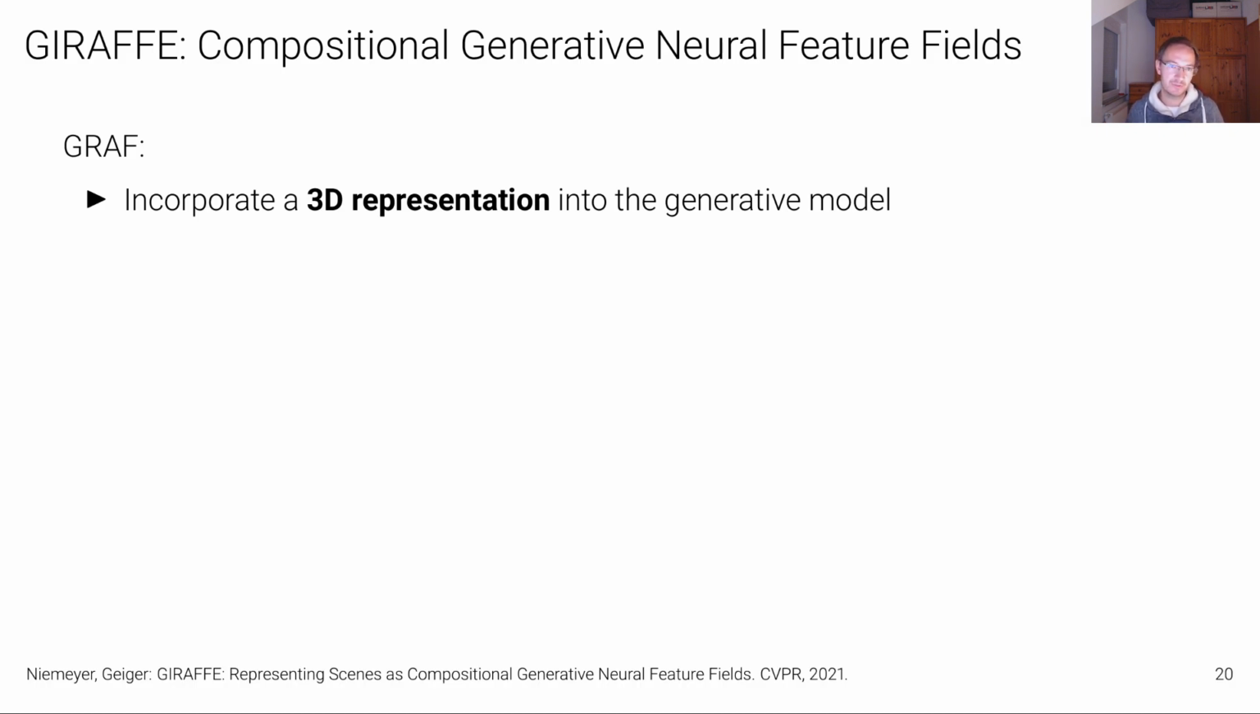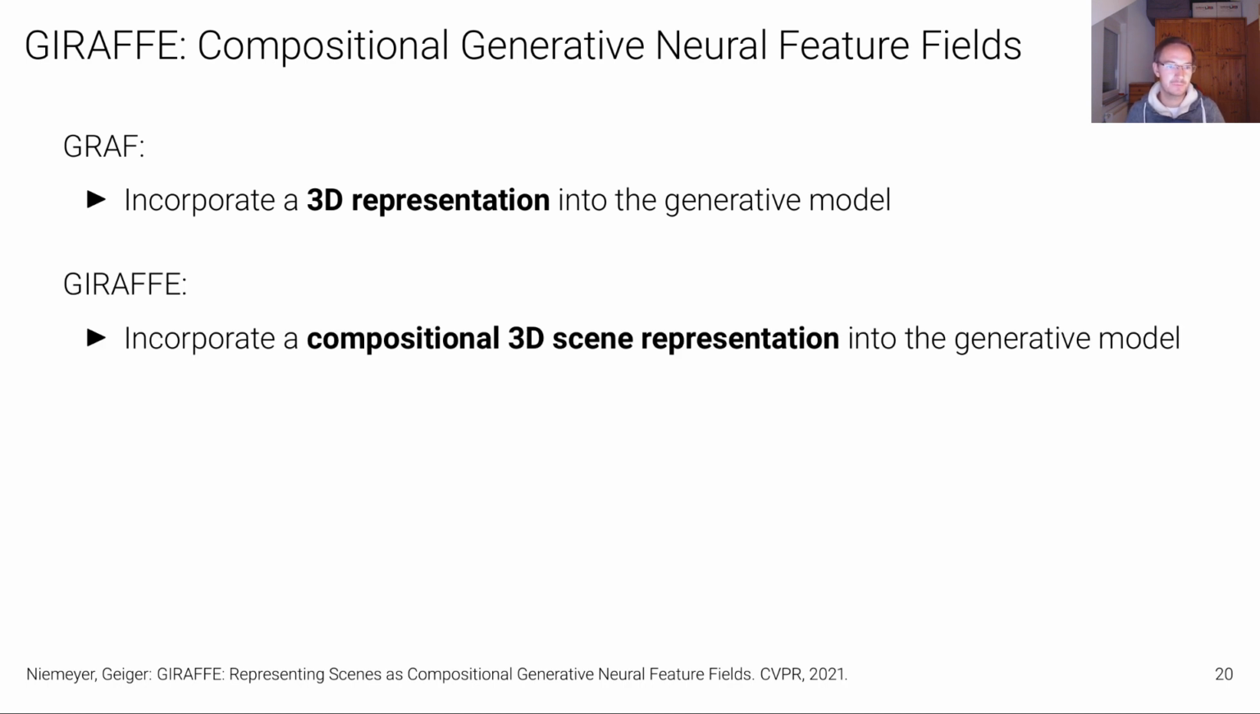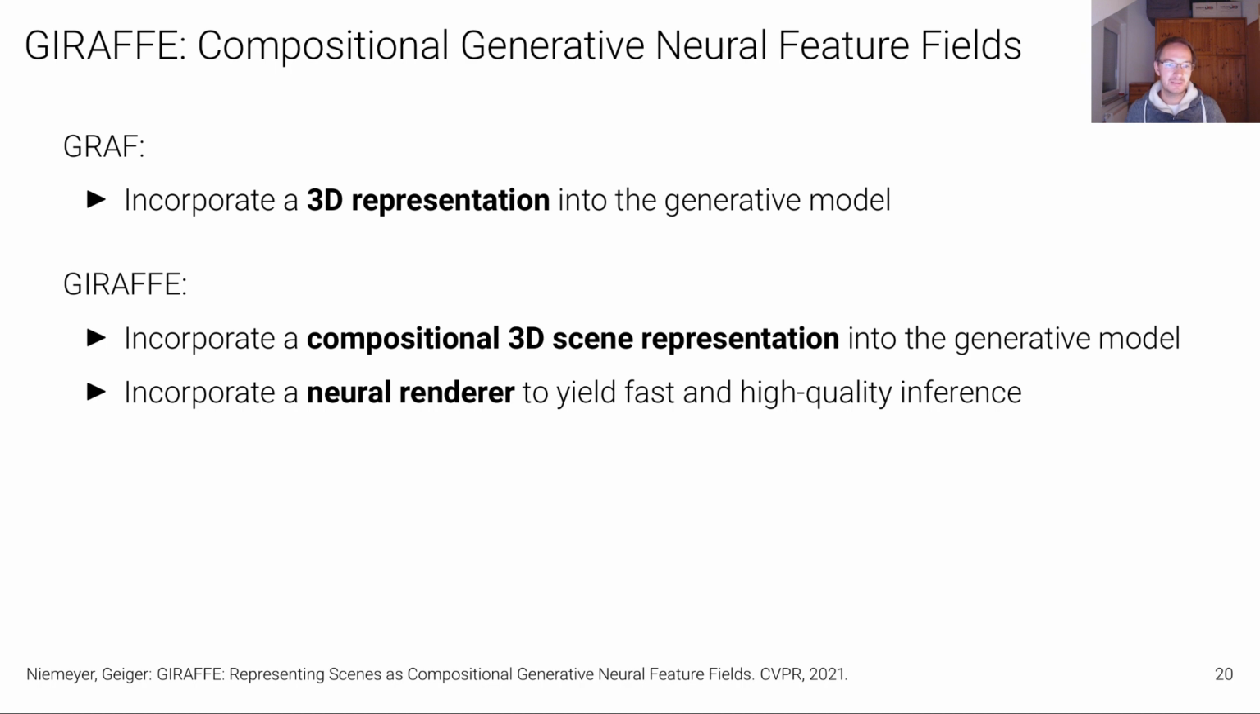So the key contribution of GRAF, as a reminder, was to incorporate a 3D representation as an inductive bias into the generative model. Now in GIRAFFE, we incorporate a compositional 3D scene representation into the generative model. And in addition, we now use a neural renderer that yields fast and high quality inference, which means we're giving up on multi-view consistency, but we're gaining a lot in terms of rendering speed. And that was actually crucial to make this model work.